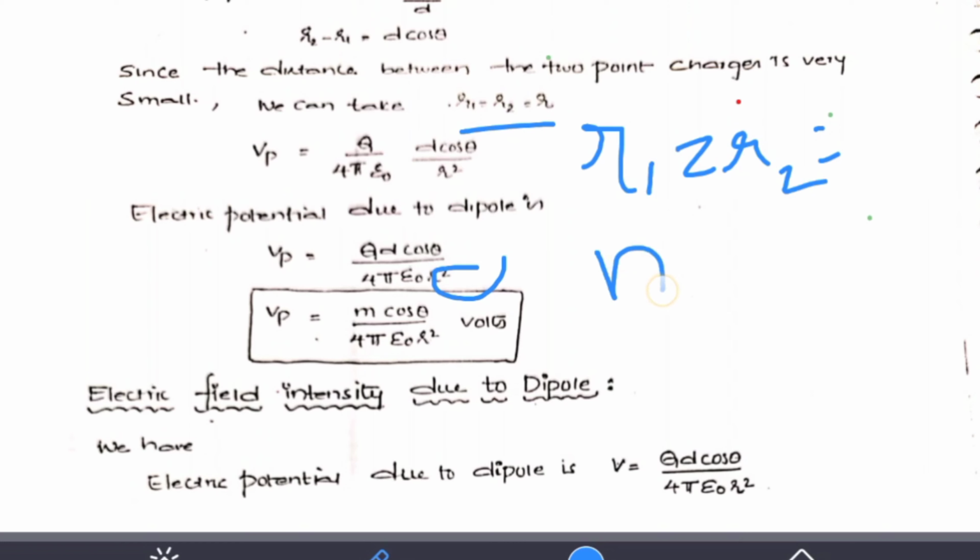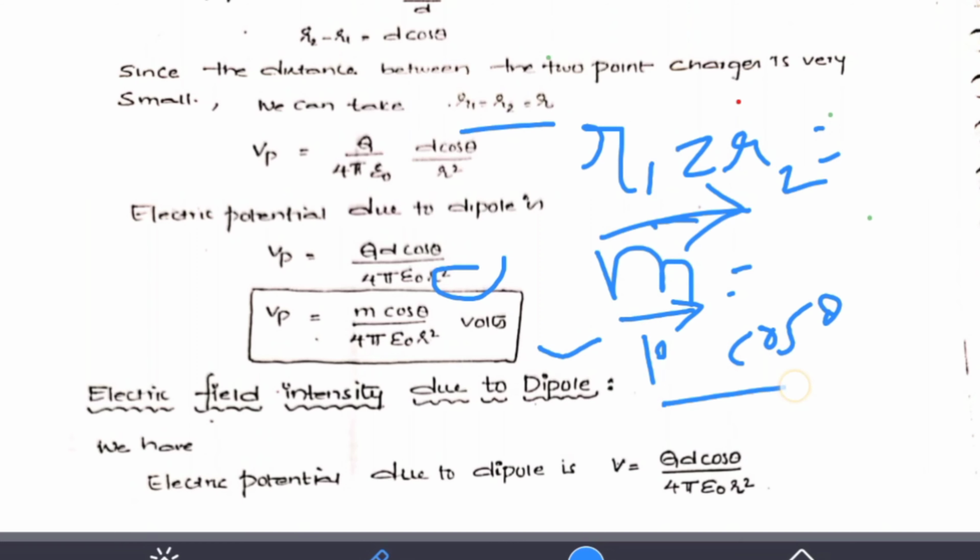What is M? Electric dipole moment. Q into D cos theta, that is M cos theta by 4 pi epsilon naught R square volts. That is the electric potential due to a dipole, where M equal to the dipole moment. M bar, the dipole moment, is a vector, and we can indicate it as P. Hence, we can write P cos theta by 4 pi epsilon naught R square. That is the electric potential due to a dipole.